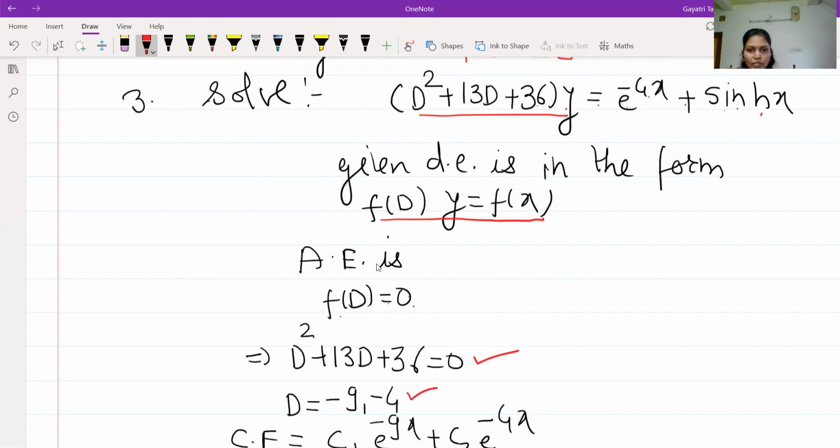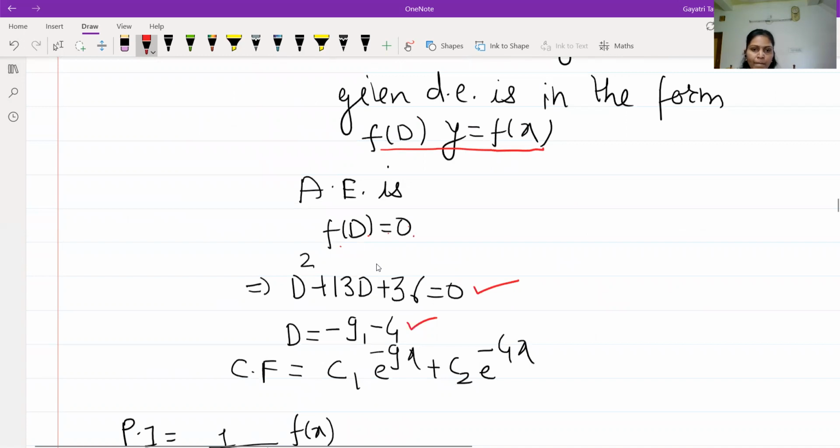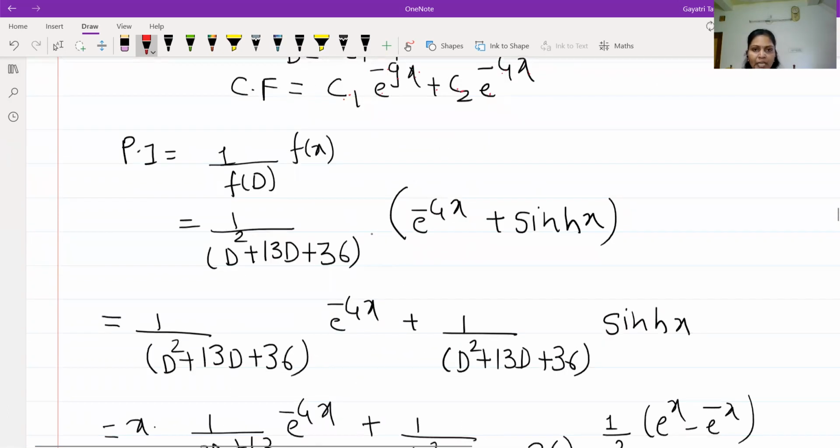So find the roots. So what are its roots? -9, -4. So what will be its CF? C1 e raised to first root into x, C2 e raised to second root into x, because the roots are real and distinct. So what is the formula for real and distinct? C1 e raised to first root into x, C2 e raised to second root into x. Then next, what you have to find out? PI. What is the formula for the PI? 1 upon f of D into f of x.